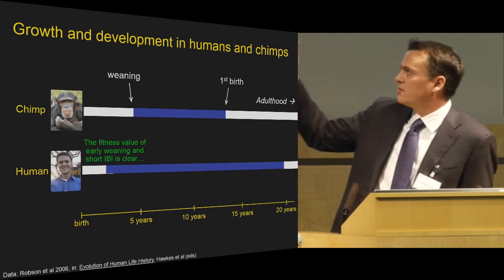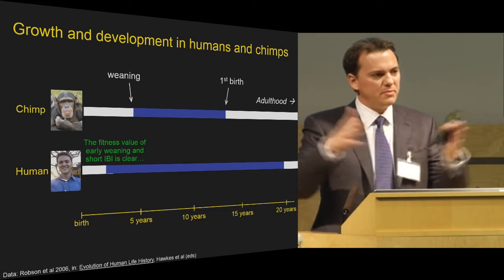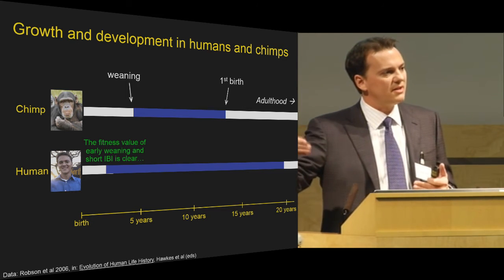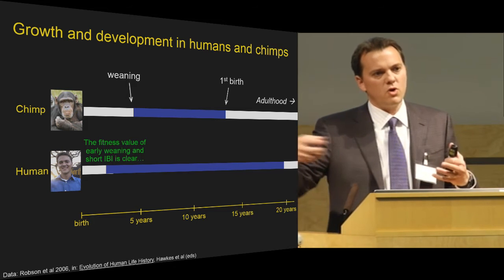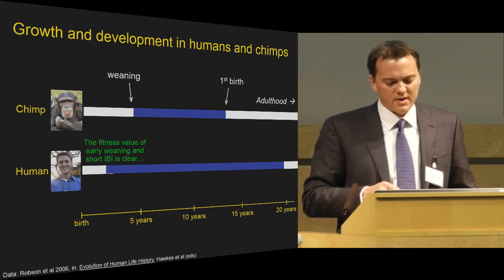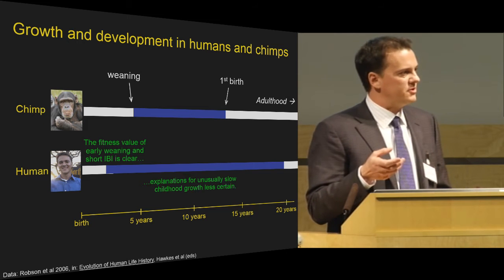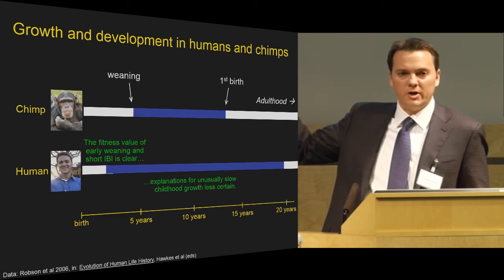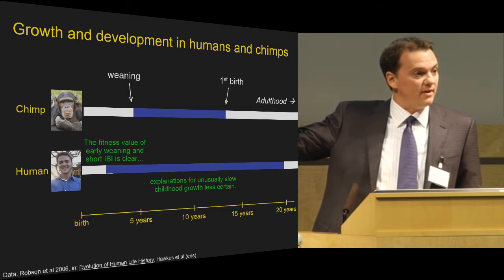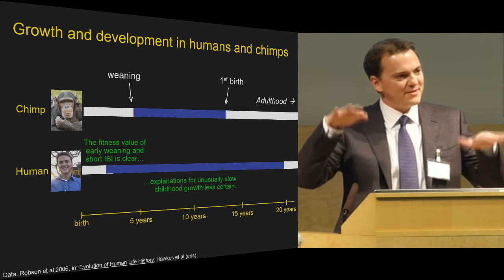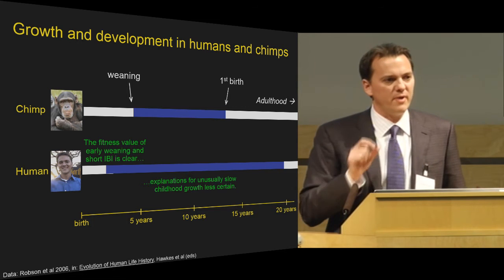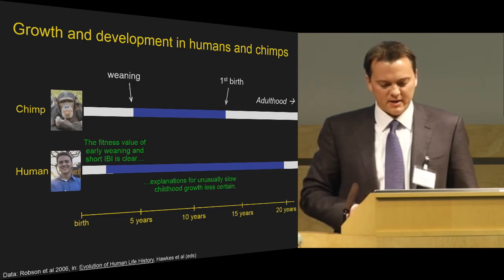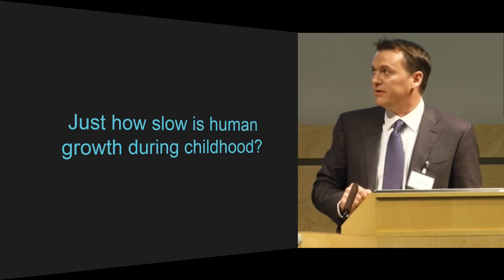But the other piece of this story that you can see is the fact that the blue line is so much longer. We also delay the onset of adulthood. We continue growing much longer. And so this piece has been less well understood. Why is it that our growth slows so much? If you think about it, we grow for much longer, and we don't end up the size of elephants. We end up about the same size as chimpanzees, so clearly our growth rate must be a lot slower. So let's take a look at just how slow our growth is.